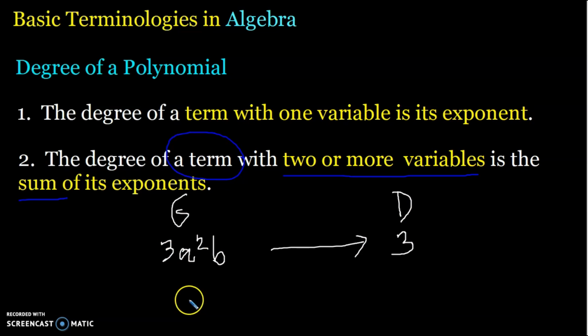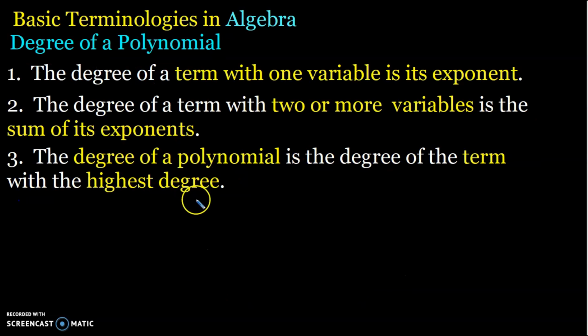If we have another given, suppose a to the 4th b c cubed, we have 3 variables used. We just add the exponents of the variables: 4 plus 1 is 5, plus 3 is 8. Therefore, the degree of a to the 4th b c cubed is 8. Let's proceed to the next rule, and that's the last.